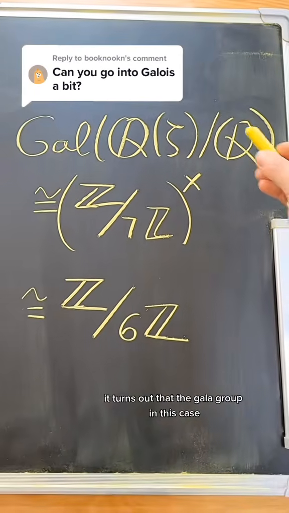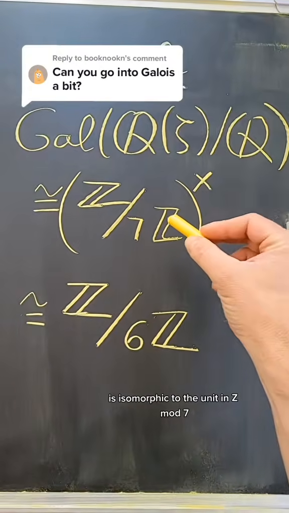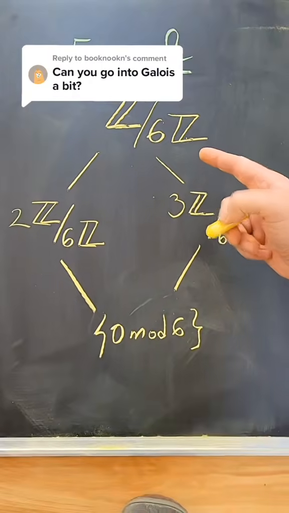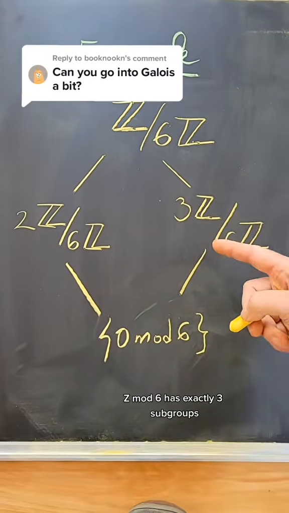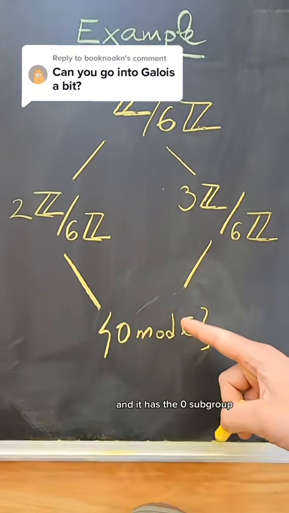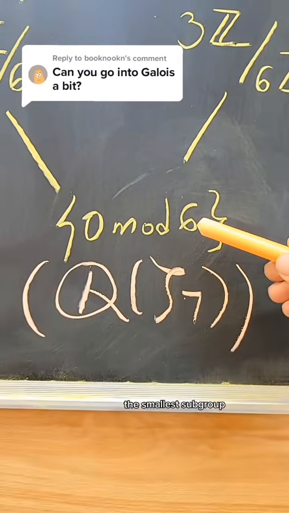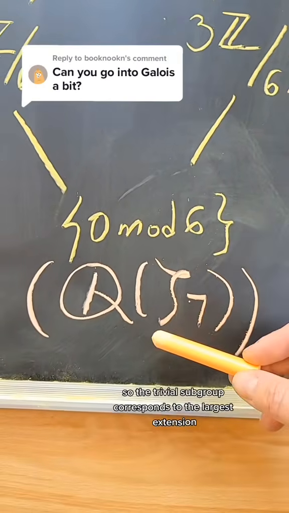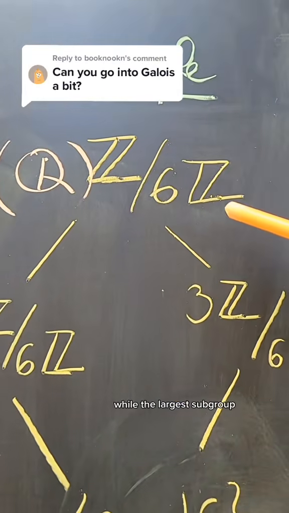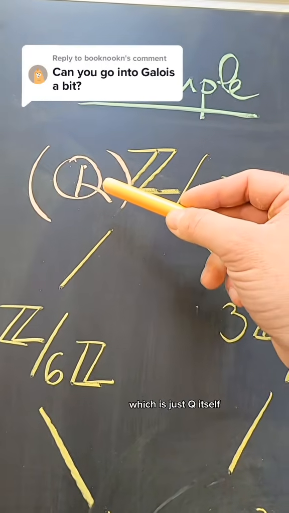It turns out that the Galois group in this case is isomorphic to the units in Z mod 7, which in turn is isomorphic to Z mod 6. Z mod 6 has exactly 3 subgroups. It has the multiples of 2, it has the multiples of 3, and it has the 0 subgroup. The smallest subgroup, so the trivial subgroup, corresponds to the largest extension, while the largest subgroup, so the entire Galois group, corresponds to the smallest extension, which is just Q itself.